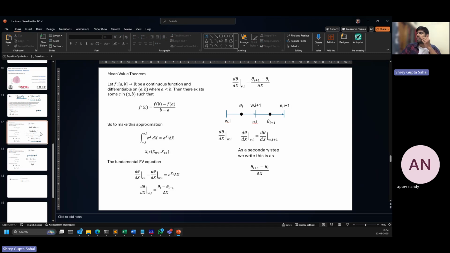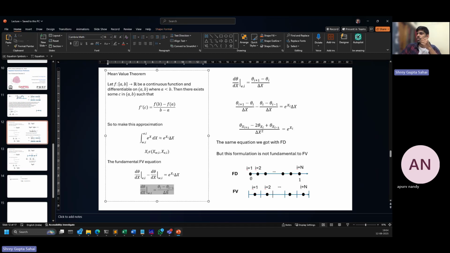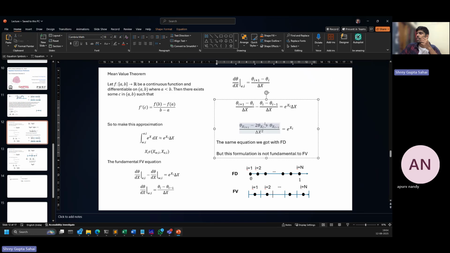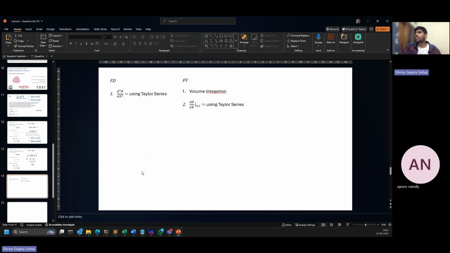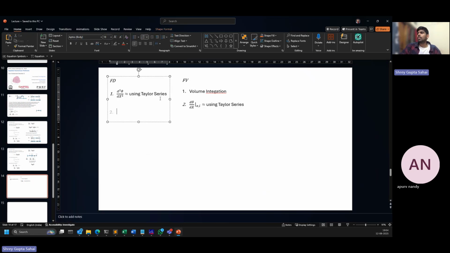We are going to use these two terms to substitute this so that we'll get the same equation. But the interesting part here is earlier what we had done. The important distinction also comes in the manner how we deal with the boundary nodes. How did we deal with the boundary nodes in finite difference? Dealing with boundary nodes.